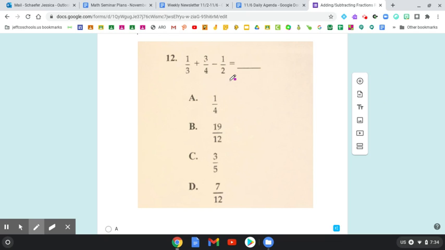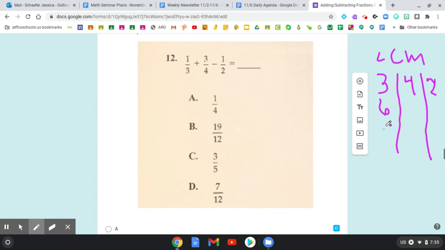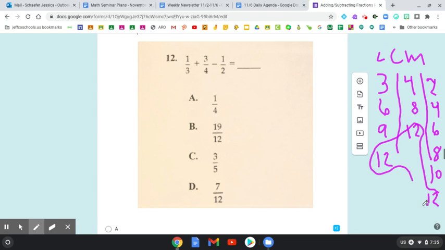Number 12. Again, I have 3 fractions going on. I can do the LCM with all of them at the same time. So I'm going to do 3, 4s, and 2s. 3s go 3, 6, 9, 12. 4s go 4, 8, 12. And I know 12 is also going to show up in the 2s because it's even. So it's going to go 2, 4, 6, 8, 10, 12. So my LCM is 12.